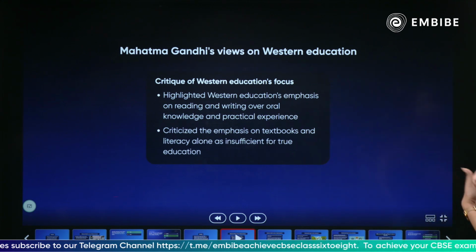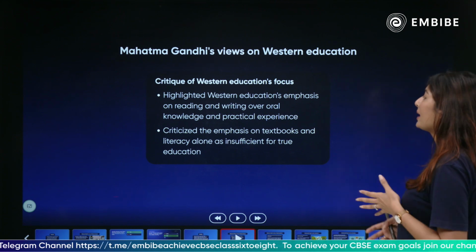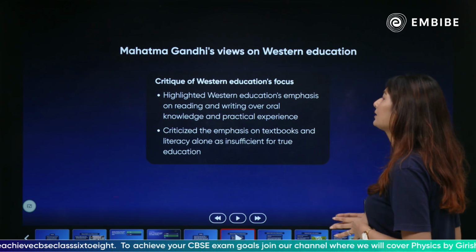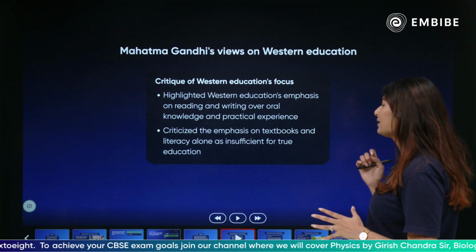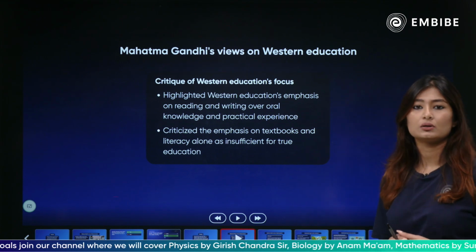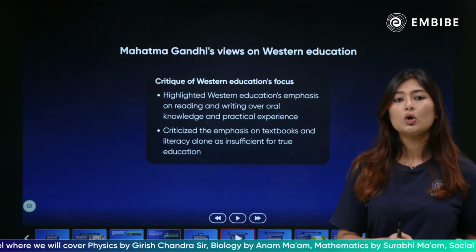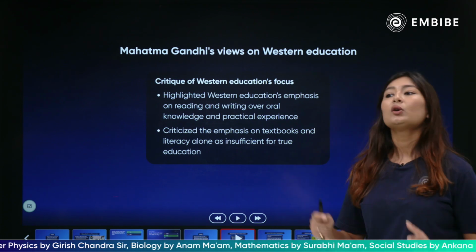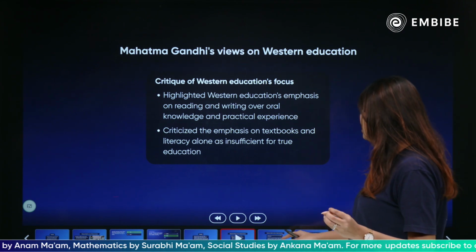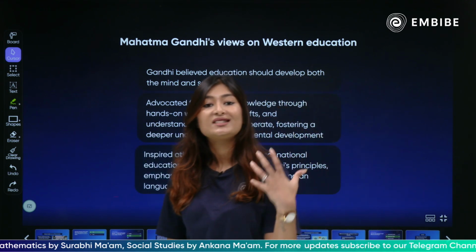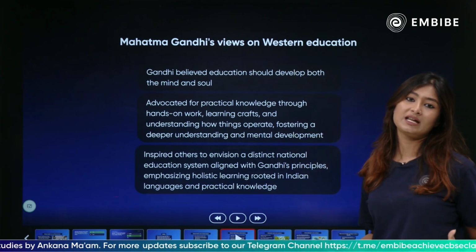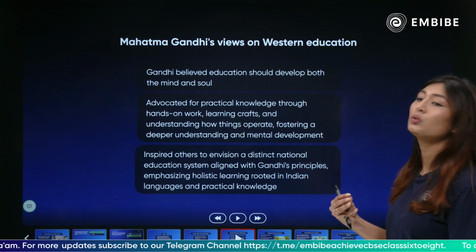Now, further criticism if we talk about, he also highlighted that Western education emphasis was on reading and writing over oral knowledge and practical experience, which was okay. But he criticized the emphasis on textbooks and literacy alone as insufficient for true education. He said, see, there's not a problem that you're using books and you're using a lot of written materials, okay. But you can't just say books and notebooks are enough to teach children. You need oral education, you need overall development, you need to give more substance to the students to make their learning really holistic. बच्चों को और चीज़ें चाहिए होंगी, बच्चों को और चीज़ें समझनी होंगी, तभी ये learning पूरी holistic होगी.